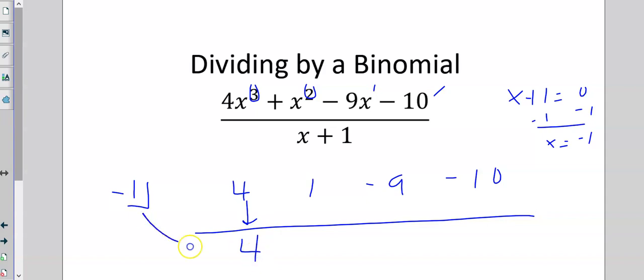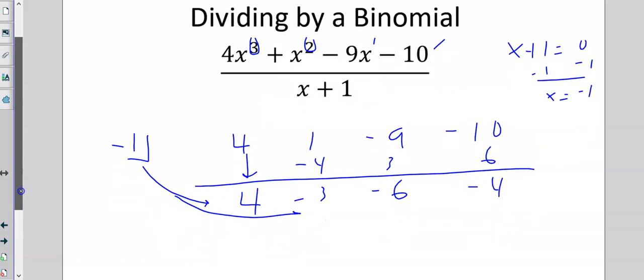And now we're going to multiply times this. So negative 1 times 4 is negative 4. And now we're going to add straight down. So 1 plus negative 4, 1 minus 4 is negative 3. We're going to multiply by negative 1 again. That's going to be positive 3. We're going to add straight down. Negative 6. Multiply. 6. Add straight down.